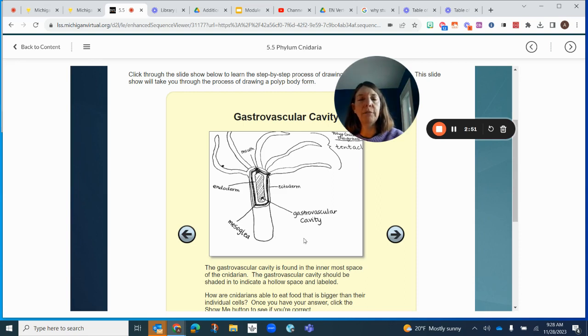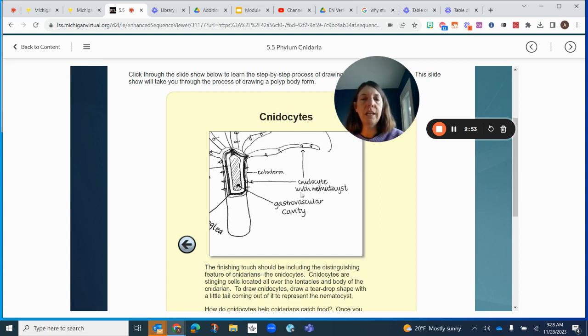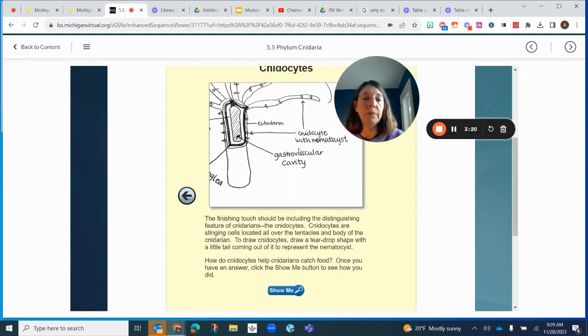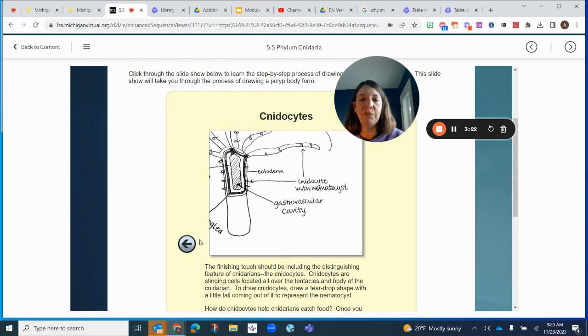So remember, at the final stage, we're going to have this whole drawing. You're going to have a breakdown of what is happening. The cnidocytes are where the stinging cells are located. And here we are indicating the cnidocytes with the nematocyst.